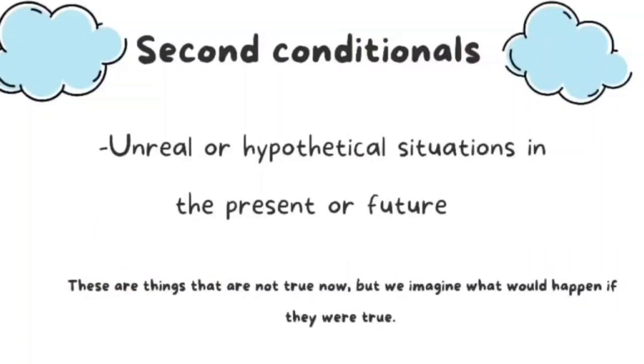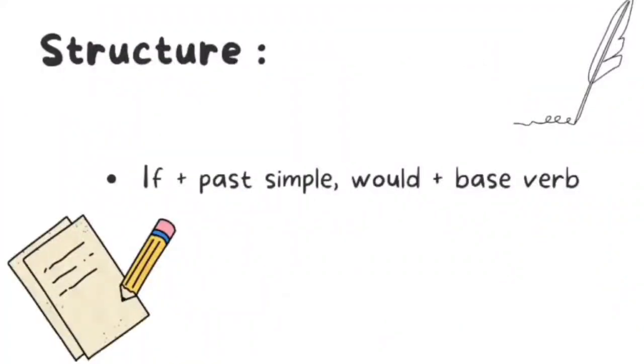Hi everyone, today we are going to learn about the second conditional sentence, a fun and useful part of English grammar that helps us talk about imaginary or hypothetical situations. What are second conditionals? Second conditionals are used when we talk about things that are not true now, but we imagine what would happen if they were. These are usually unreal situations in the present or future. The structure is quite simple. It consists of if plus past simple, comma, would plus base verb.